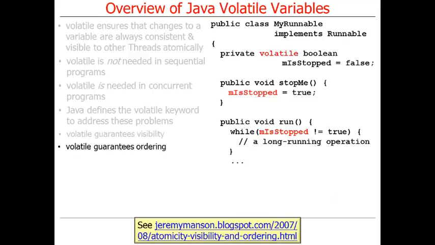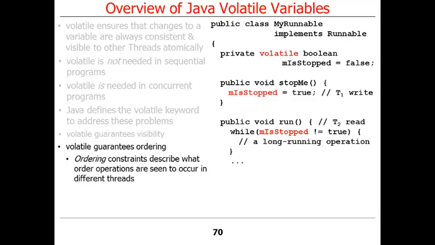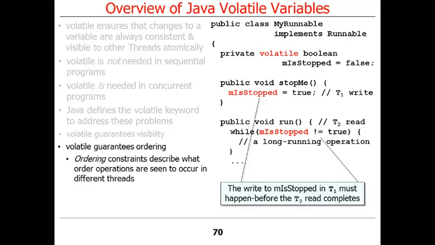Volatile also guarantees the ordering, same basic idea. And so this basically says that these things get done in the right order. So the write to M is stopped in T1 must happen before the T2 read completes.